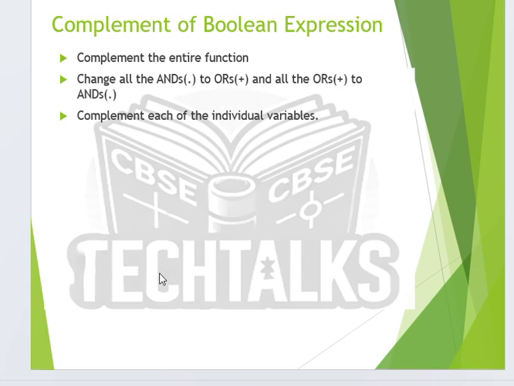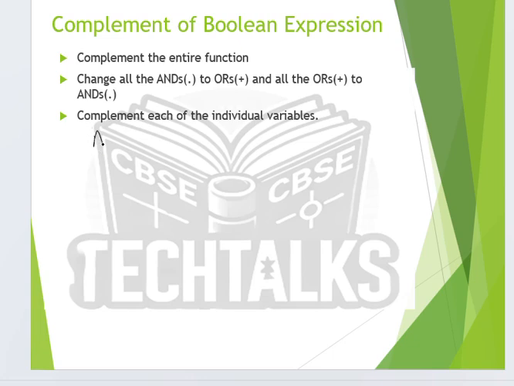Complement of Boolean expression. Now the next one is how to get the complement of a Boolean expression. Now what we will do, complement the entire function. First of all, you put the complement of the complete function, change all the ANDs to OR and all the ORs to AND, and then complement each of the individual variables. So we have to change the gates and we have to complement the variables also. Let's take one example here.